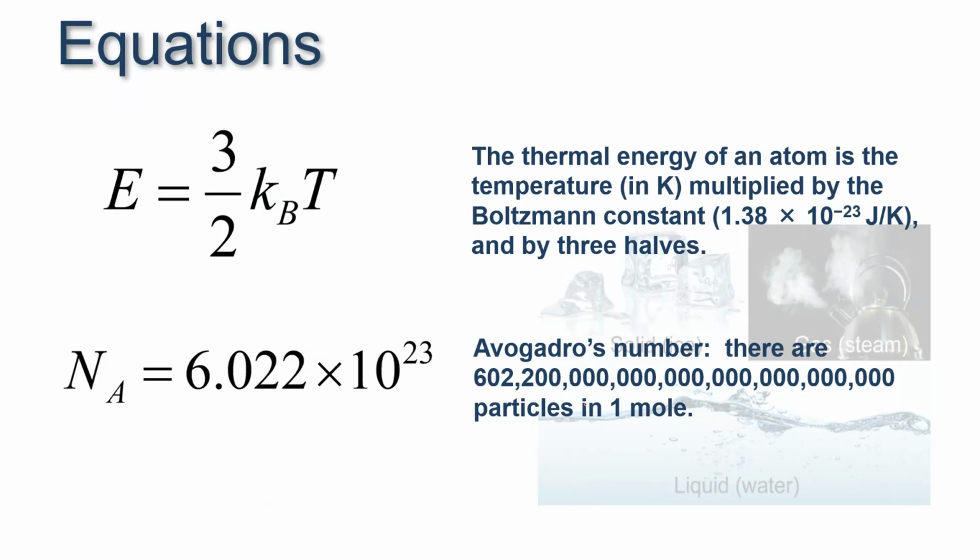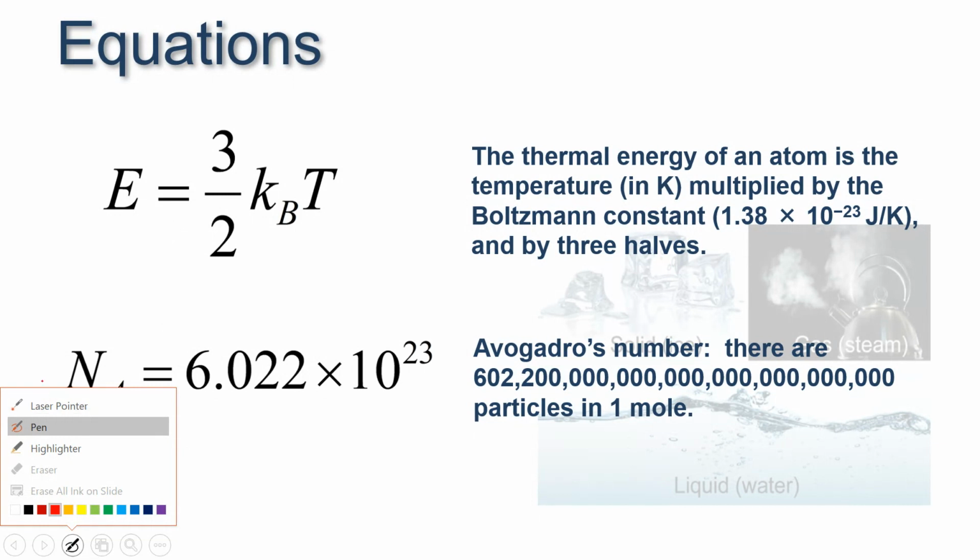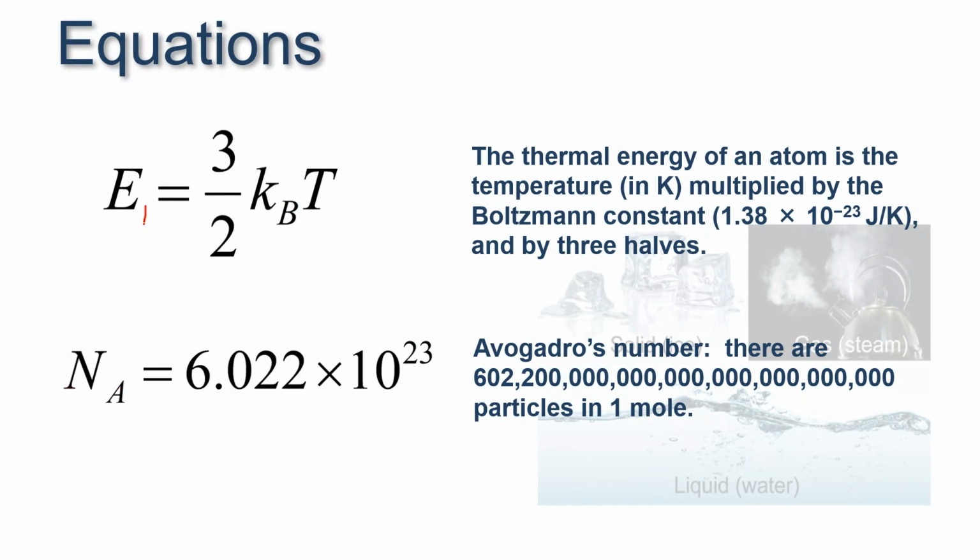So the first equation, we use that to calculate, whoops, that's supposed to be a K. We use that to calculate the energy, and sometimes it's called average kinetic energy. You'll see it as E sub K. But that's the thermal energy, or sometimes it's called the average kinetic energy. And it uses Boltzmann's constant. Boltzmann was a scientist, and he did a bunch of work. And so he has a constant.